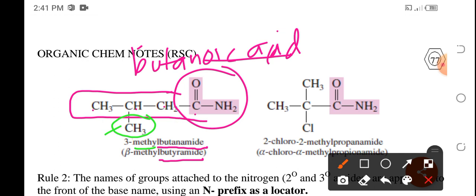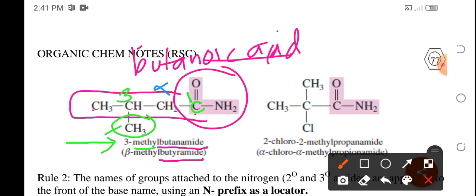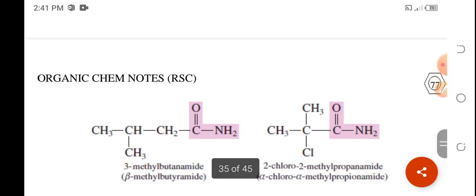Meth means 1. And this is attached on carbon number 3, having the carbonyl carbon to be carbon number 1. So, always remember, this carbonyl atom is carbon number 1. So, the IUPAC name will be 3-methylbutanamide. But having its common name, we know that the second carbon atom is the alpha and the third carbon atom is the beta. Therefore, the common name for this structure is beta-methylbutanamide.